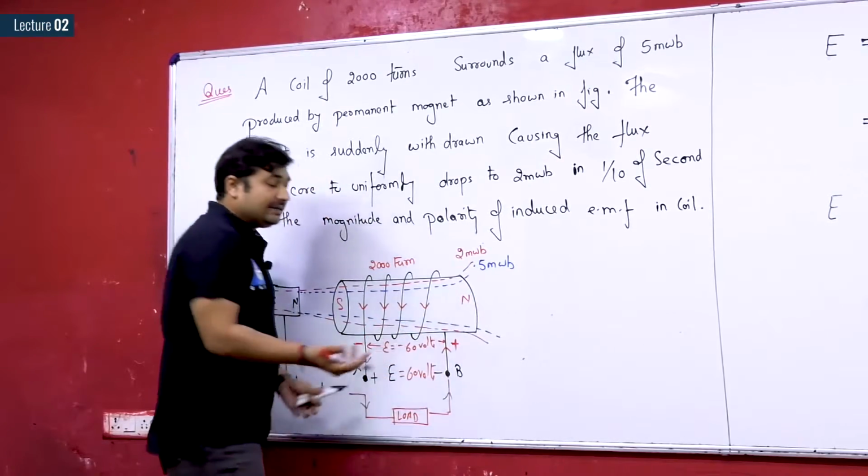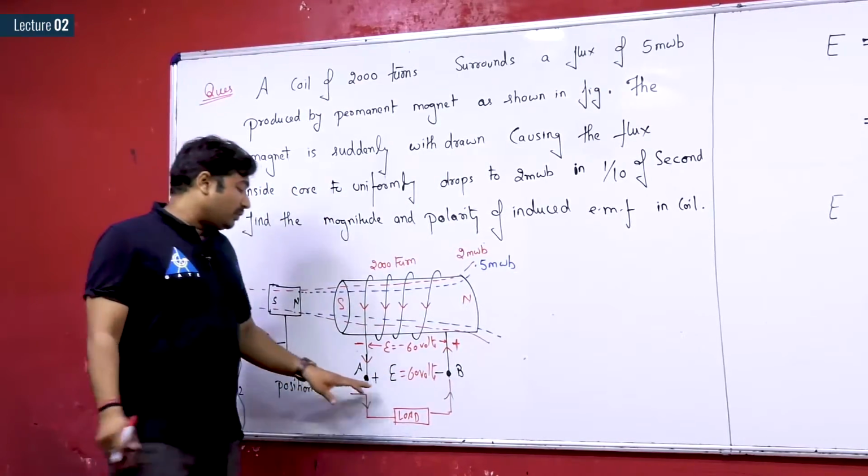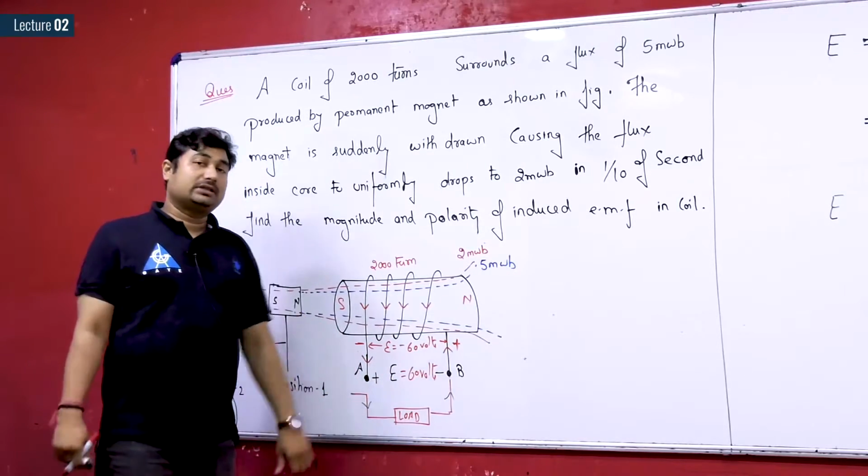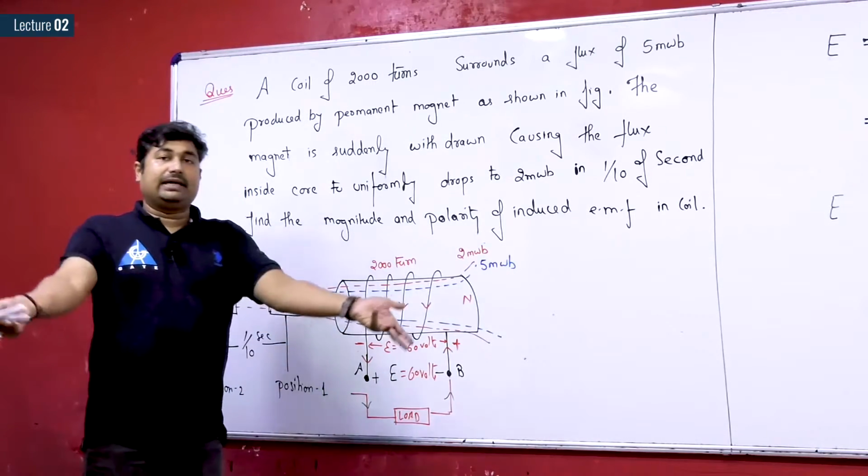So both the things are the same. One can say A is positive, E is plus 60 volts. One can say A is negative, E is minus 60 volts.